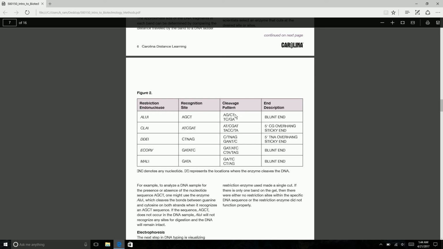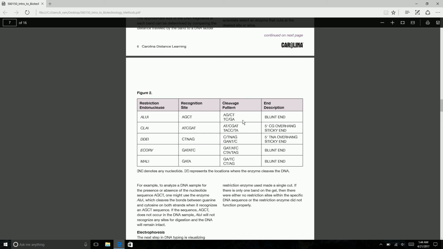So when this enzyme cuts here, the DNA will be cut, and it will create blunt ends. So these kinds of ends, because this CT will be on this side, AG will be on this side, TC will be on this side, GA will be on this side.